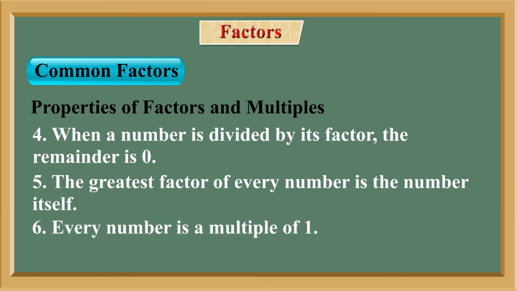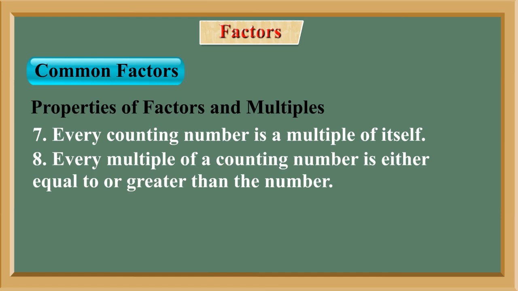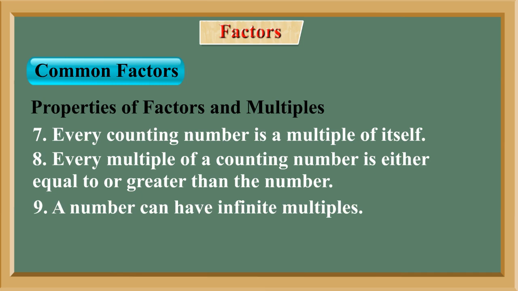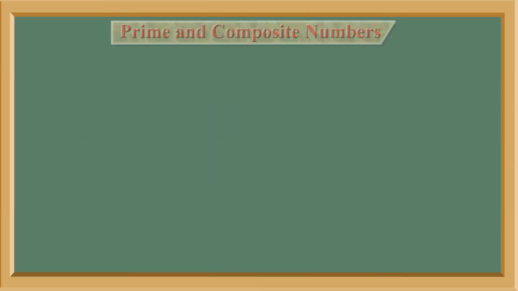6. Every number is a multiple of 1. 7. Every counting number is a multiple of itself. 8. Every multiple of a counting number is either equal to or greater than the number. 9. A number can have infinite multiples. 10. A multiple of a number is exactly divisible by it.